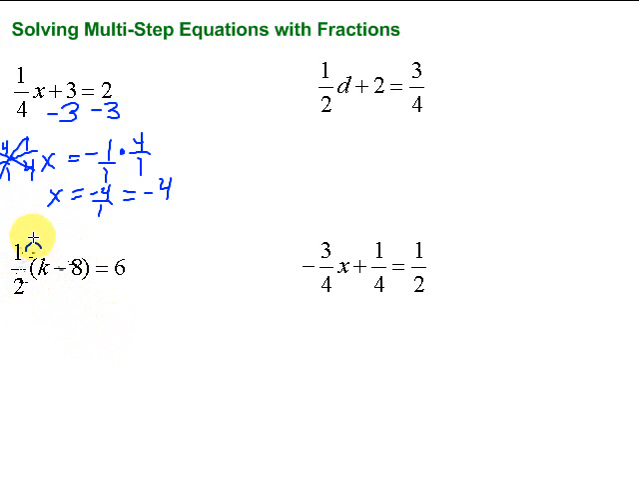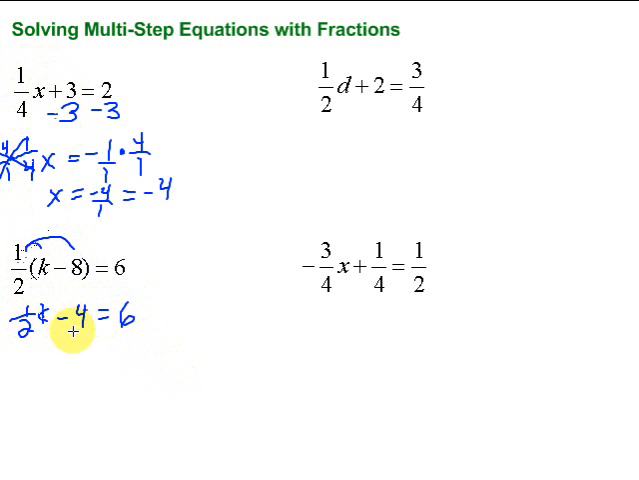So if we distribute the 1/2 through, we're going to take 1/2 times k, gives us 1/2 k. 1/2 times minus 8, that gives us, we could put that over 1, multiply across, we have -8/2, or -4, equals 6. Now we're in a similar situation to what we were in up here.